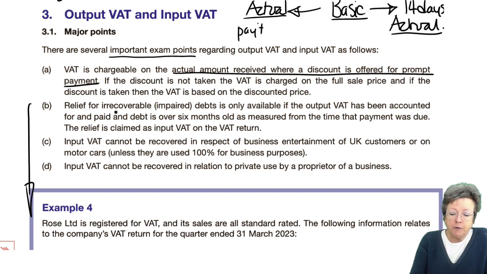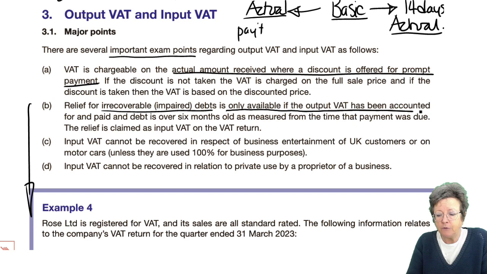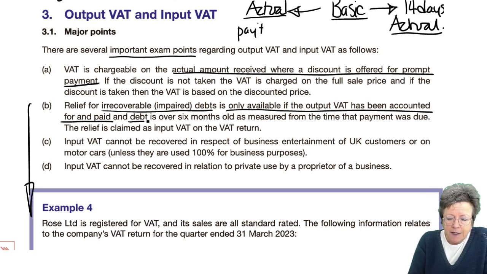Relief for irrecoverable debts. Client is never going to pay. Only available if it has been accounted for. In other words, the output VAT's been paid. So you've actually dealt with it. You've put it through as a sale. You've paid the VAT over to HMRC and they've never paid you. The debt is over 6 months old. So that's the rules.